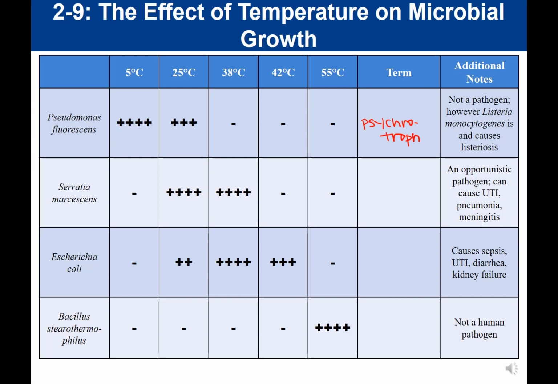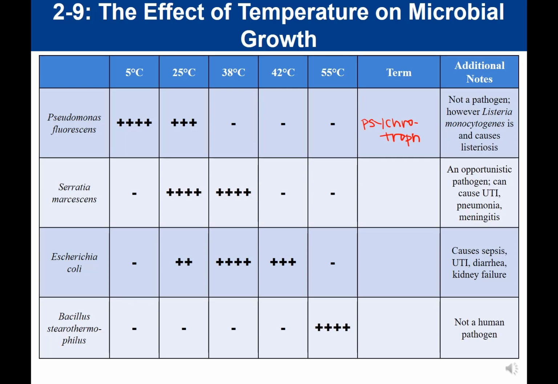Pseudomonas fluorescens, notice the name is fluorescens. What that tells you is that this bacteria is bioluminescent. It produces a pigment that allows it to fluoresce under certain wavelengths of light. And in the next slide, I'll show you some examples of plates that have been streaked with Pseudomonas fluorescens and placed under fluorescent lamps. And you can see that, in fact, this bacteria does grow and it does fluoresce.